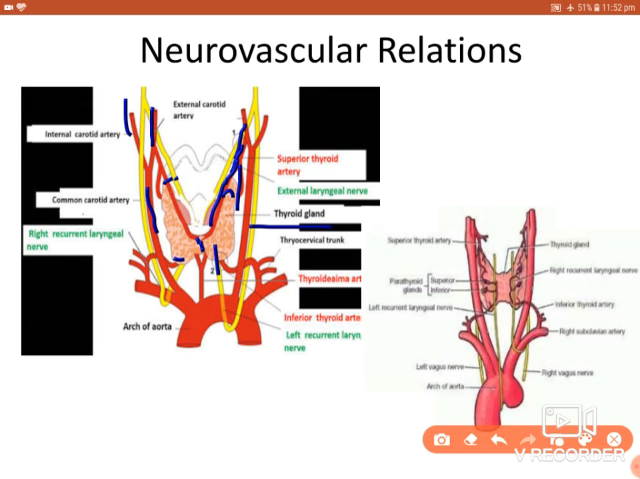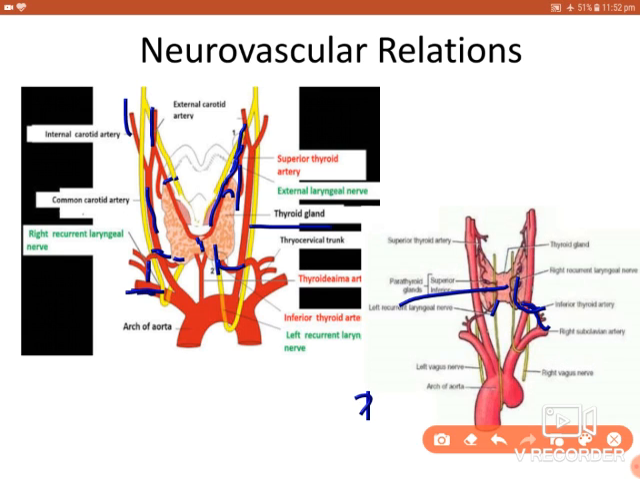So this one is the subclavian. Here it's providing the thyrocervical trunk. From there, this inferior thyroid artery is coming. The inferior thyroid artery is going to the posterior aspect. See, this is the posterior view. You can see here, this is the thyroid gland. See here, you can see the inferior thyroid artery going to this posterior aspect.